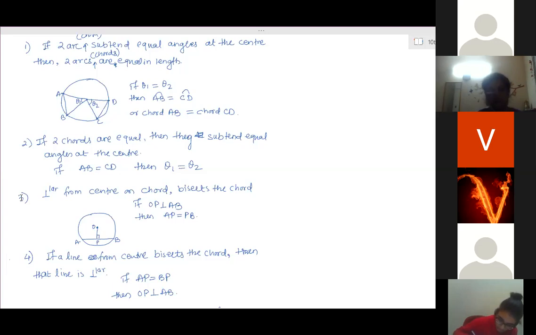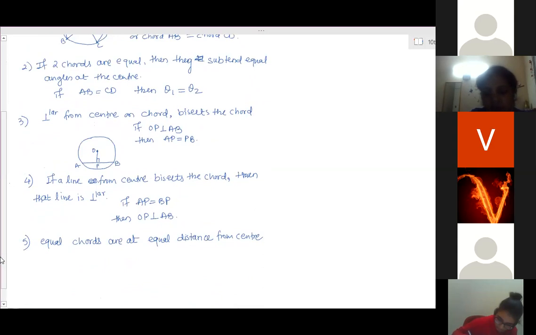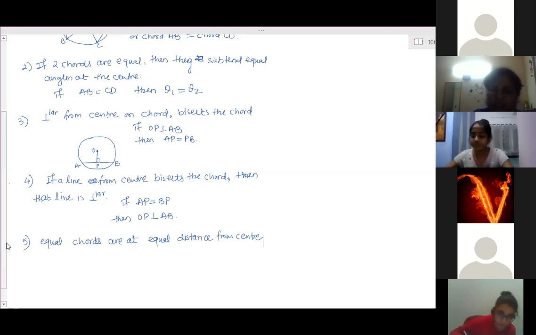The next one is: equal chords are at equal distance from the center. That means if the 2 chords are equal, then their perpendicular distance from the center will be equal. And the opposite is also true. If the 2 chords are at equal distance from the center, then they are equal.